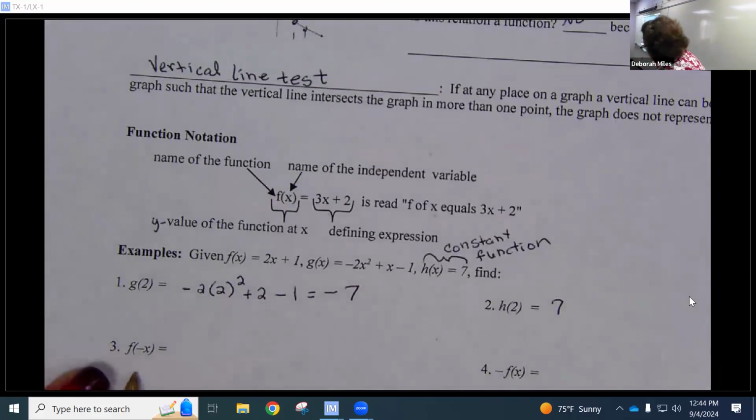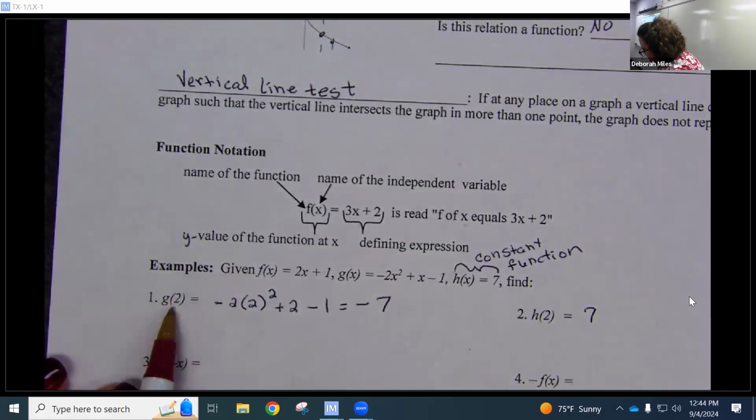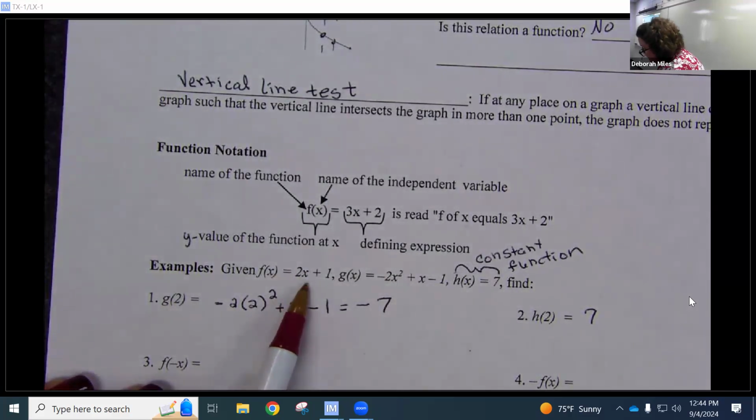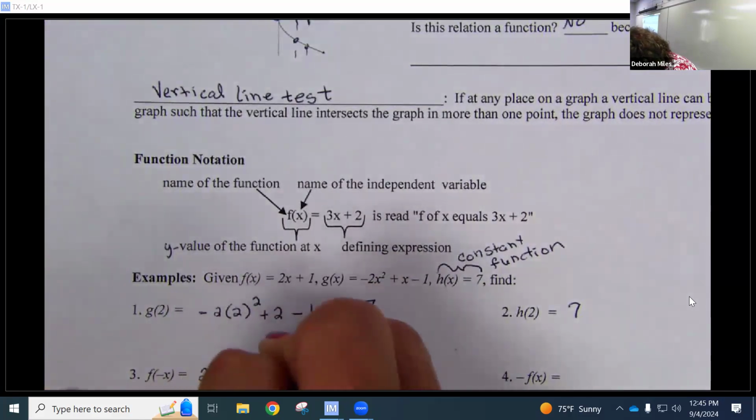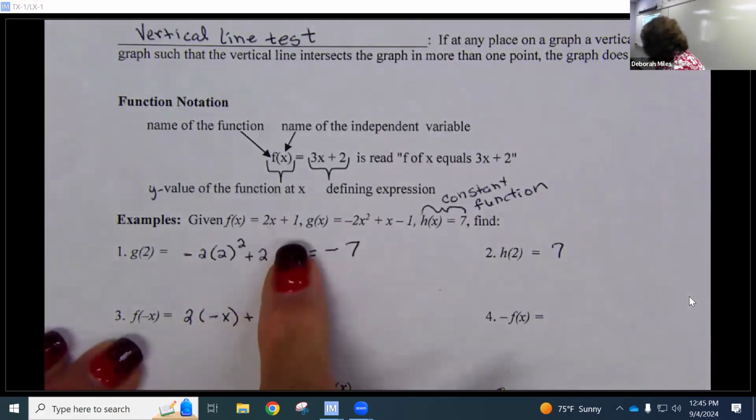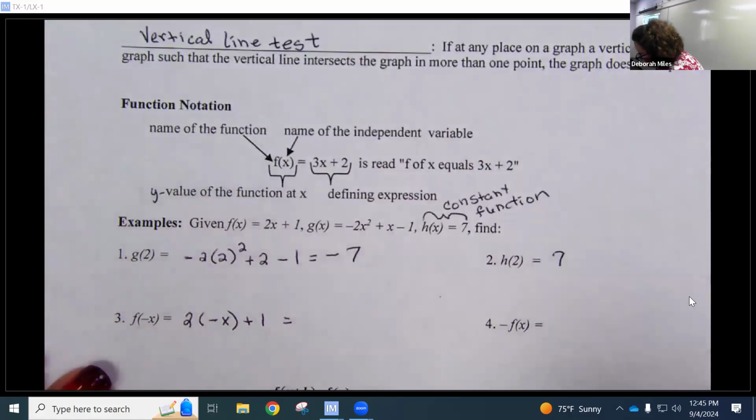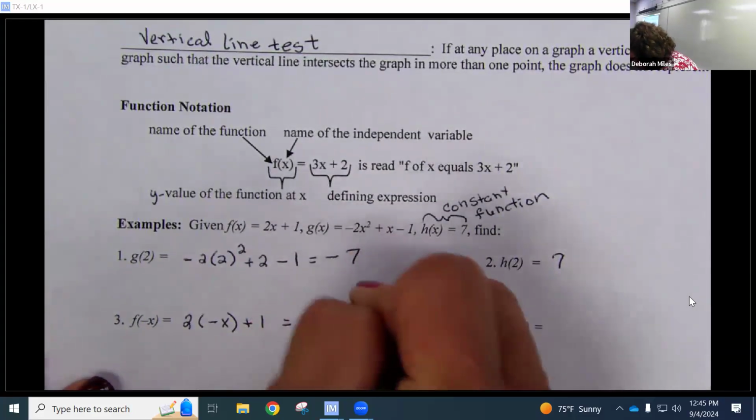F of -x, what do you think that means? If f of 2 means put 2 in the place of x, f of -x would mean put -x in the place of x. In the function f, this function, I'm just going to put a -x wherever there was an x, and then I'm going to clean it up as much as possible. Not much I can do there other than to say 2 times -x is -2x.